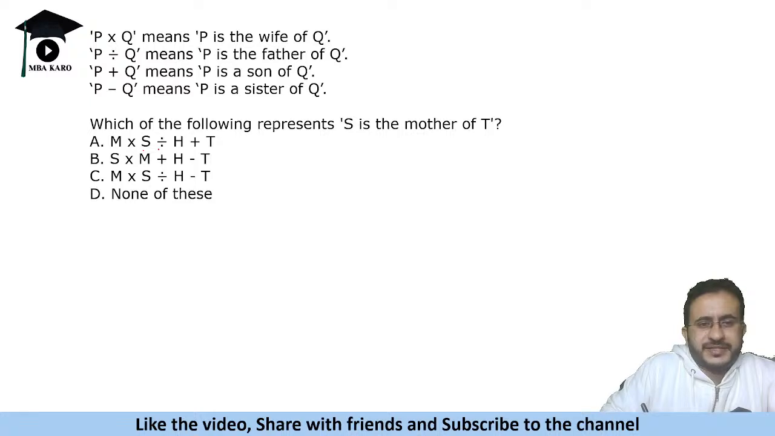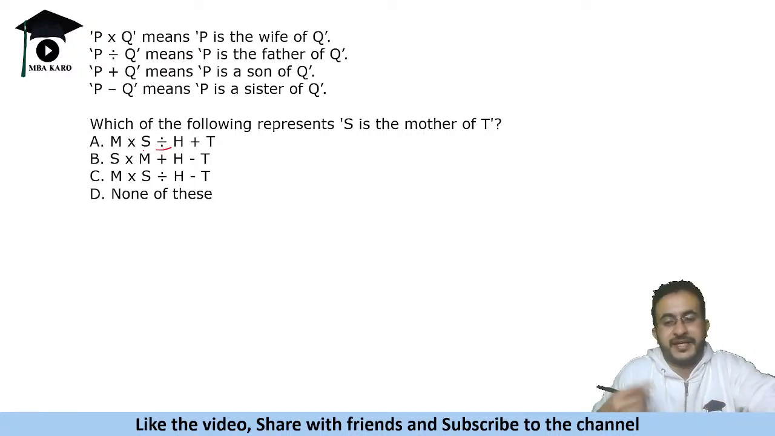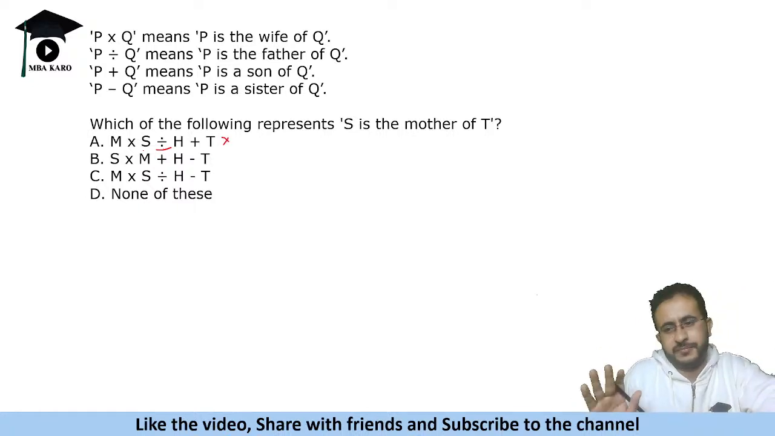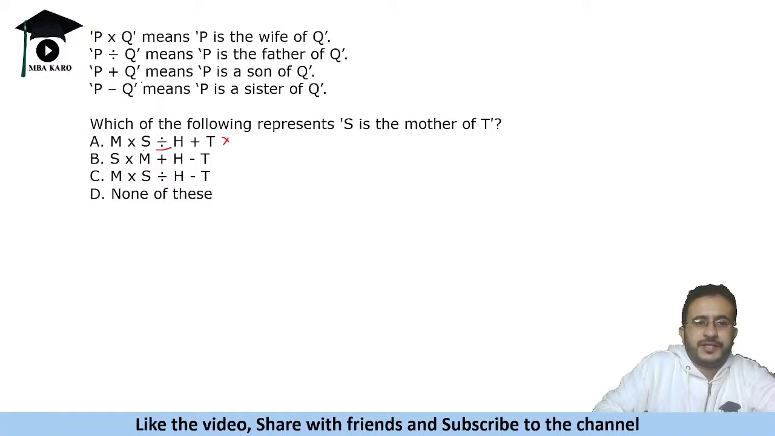First start from S. Now it says S divide. Divide means father, right? So this means S is a male. So you can reject this option because S is male. So S cannot be the mother, right? Second option S cross. Okay, S is the wife of M.